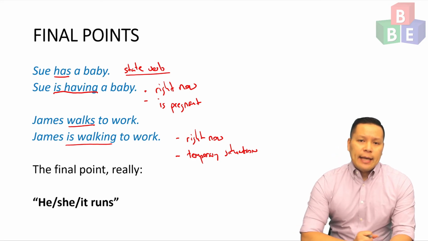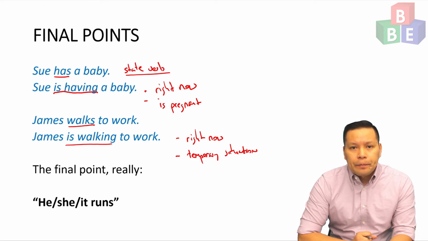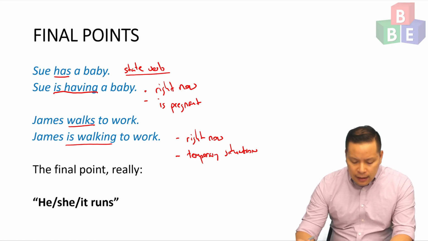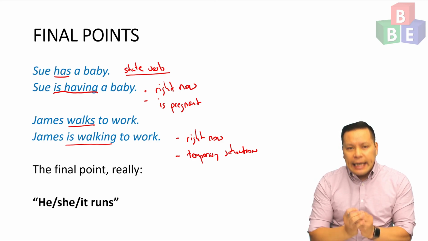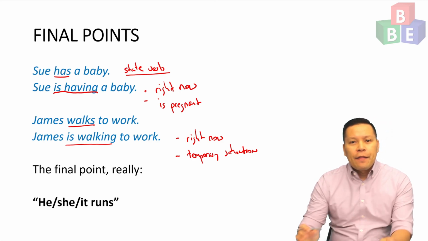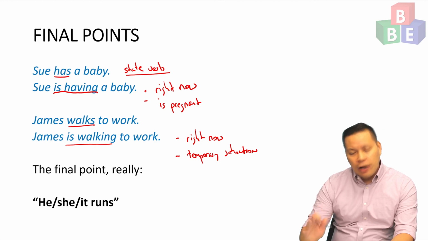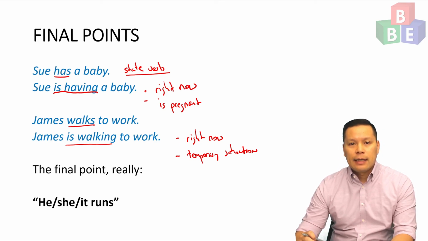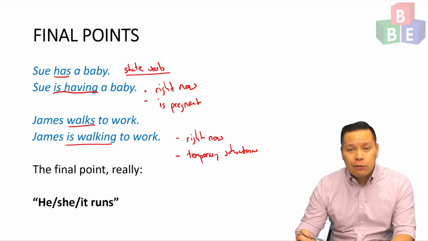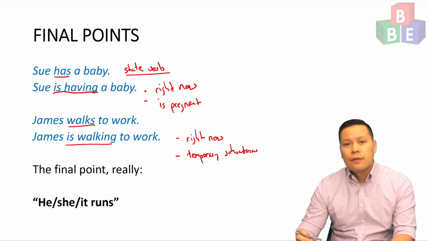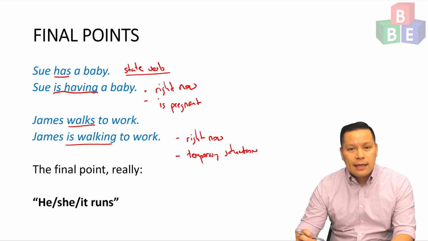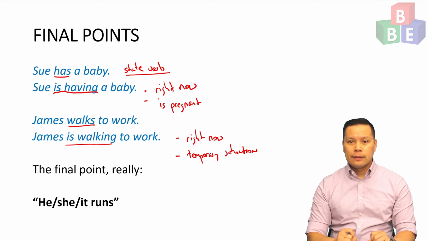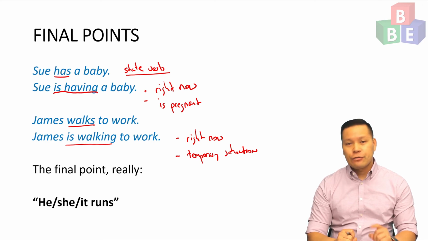It is a very easy mistake to make if you are a beginner, but I've also seen it with higher level students. And I always tell them, he, she, it runs. Think of it as a mantra. Try to remember this. He, she, it runs. He runs, she runs, it runs, David runs, the dog runs, they run, I run, you run. Okay? Try to remember that.